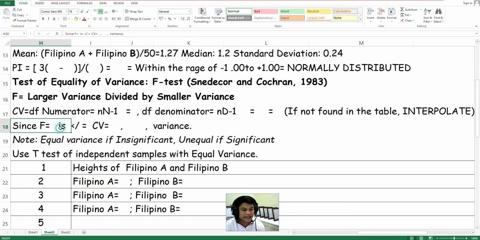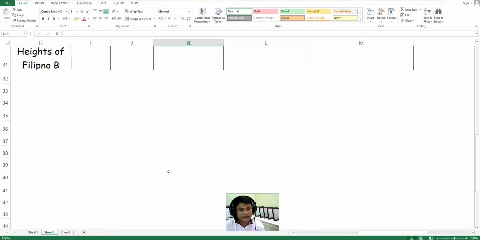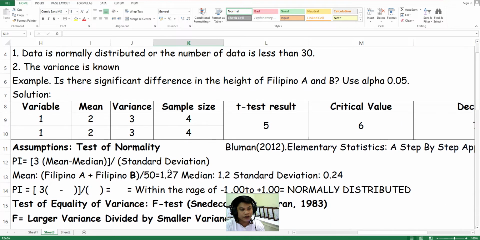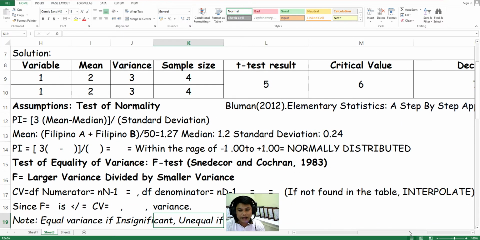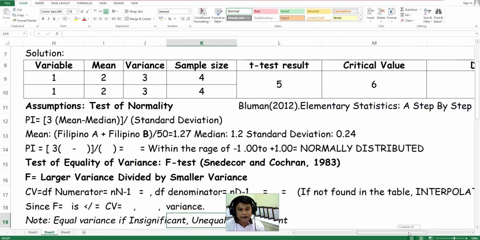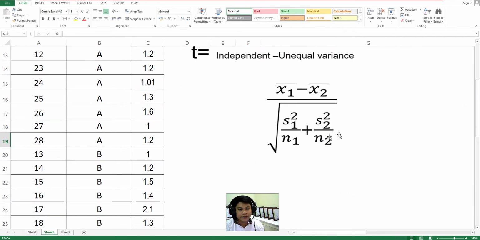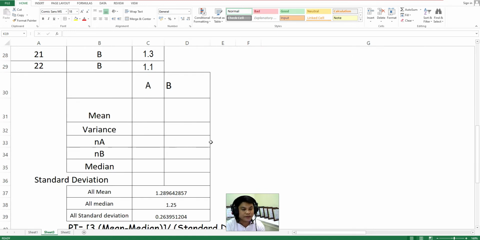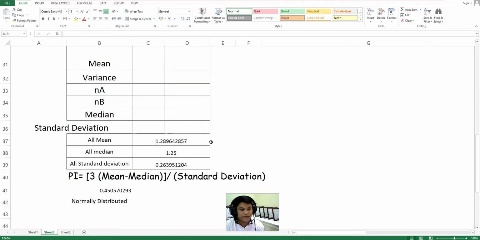Now, you have to decide later, and we have to note that we can only say that the variances are equal if it's insignificant. Equal variance if insignificant, but if the variances are unequal, then it's significant. So you will understand later how we do that. Okay, so we are going to solve now the F value as mentioned in the book of Cochran and Snedecor 1983 as our reference.